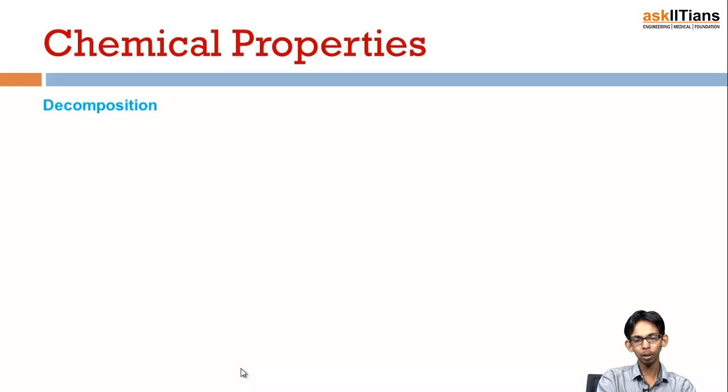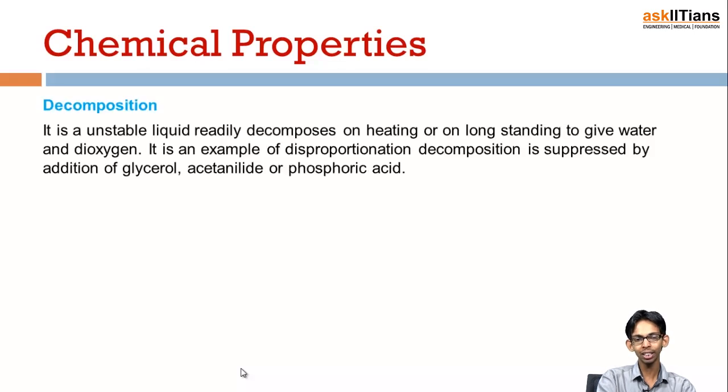The first is decomposition. It is an unstable liquid, readily decomposed on heating or on long standing to give water and dihydrogen. It is an example of a disproportionation reaction. Okay, and it is suppressed by addition of glycerol, acetanilide or phosphoric acid.